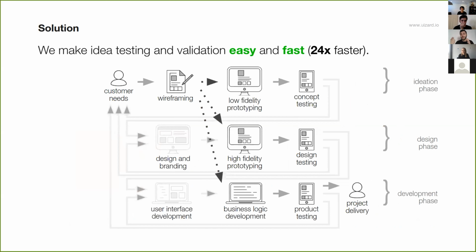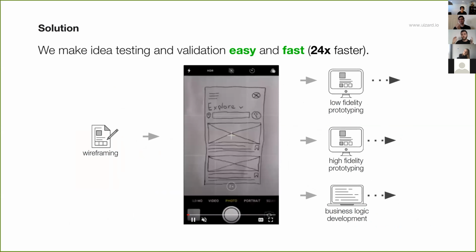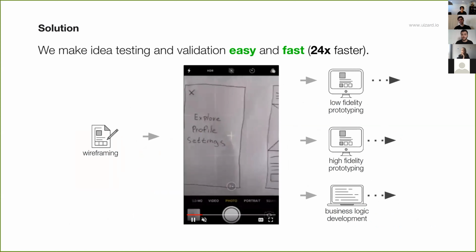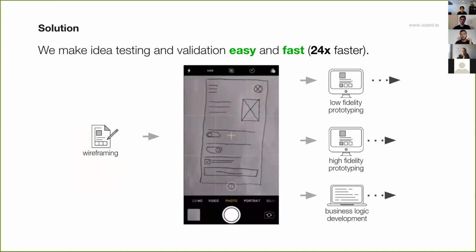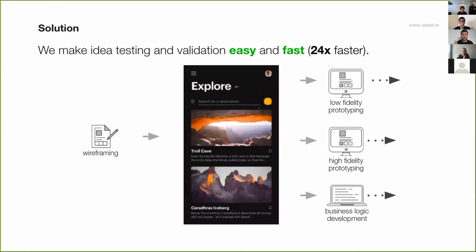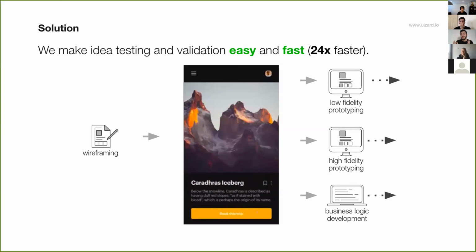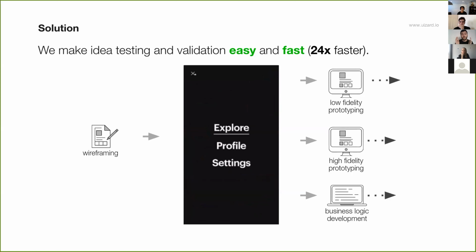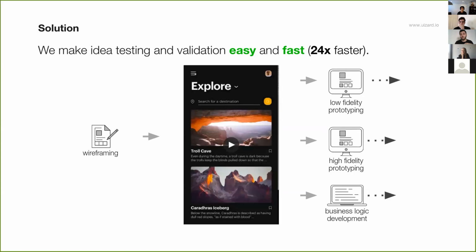This way, we are skipping all the repetitive design and branding tasks related to user interface development, making idea testing and validation much easier and much faster. With Uizard, once you are done wireframing in your design sprint, or in a meeting with a customer, all you have to do is pass it through our platform, and boom, you have your high-fidelity prototype. In early testing, we realized that users are able to do this up to 24 times faster than with the normal workflow.